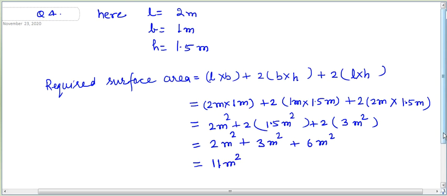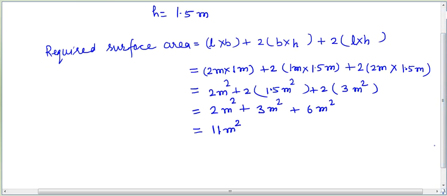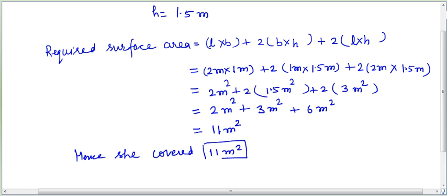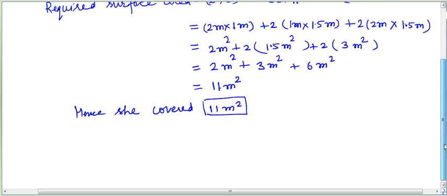It means the total surface area which is to be painted is 11 square meter, and the question is how much surface area did she cover. Hence she covered 11 square meter. I hope you understood. Move to the next question. Next question is question number 5. It is also important question.